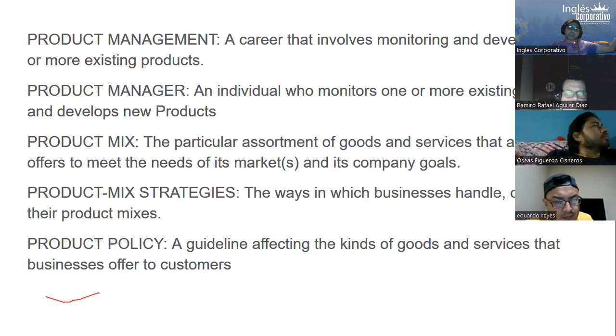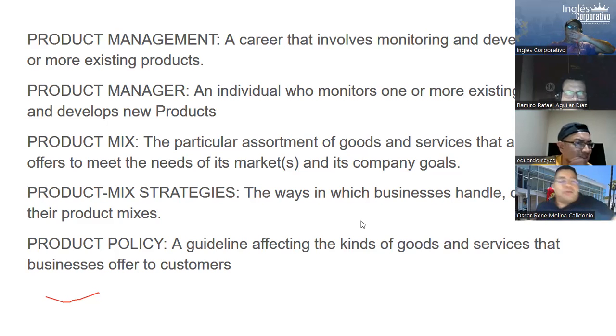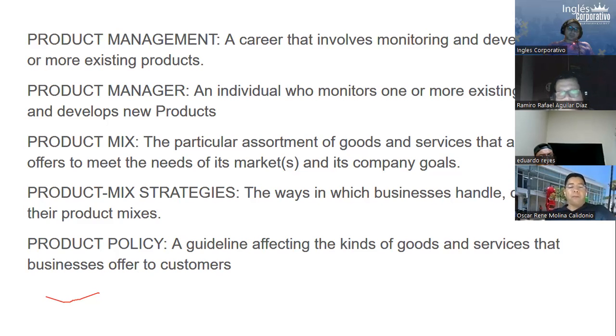Very good. Product mix, who wants to read that one? Okay, I'll try. Product mix, the particular assortment of goods and service that a business offers to meet the needs of its market and its company goals. Very good. Assortment. What is assortment? Es surtir, productos o surtido de productos. That is it. Very good. That's why it's called product mix, because all the products that we offer together are called a product mix.